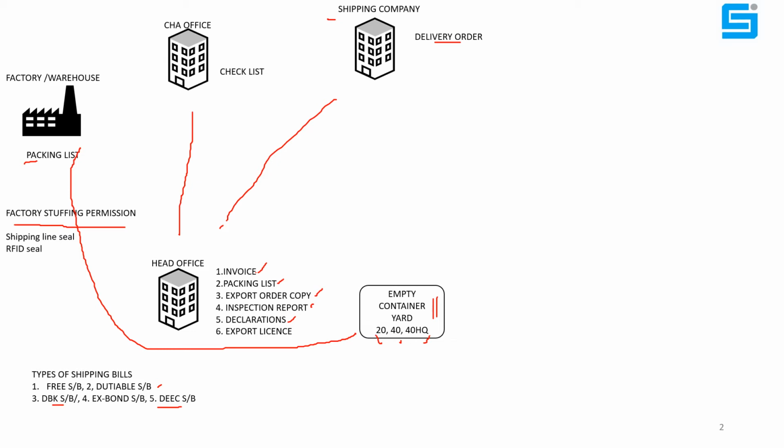There is one more seal, that is called RFID seal, which has the chip, and it's continuously recording the movement of the container, movement of the cargo from factory to port, port to ship, and from ship until it is unloaded at a different port. Means it continually records the movement of the cargo.